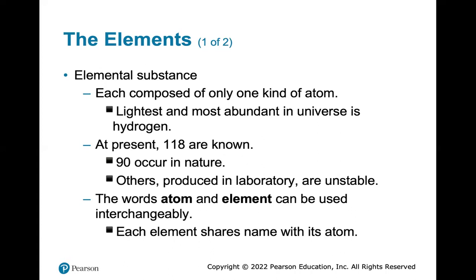At present, there are 118 elements that are known. 90 occur in nature. Others are produced in the laboratory and are very unstable. They only live for a very short time, and they break down. The words atom and element can be used interchangeably. Each element shares the name with its atom.